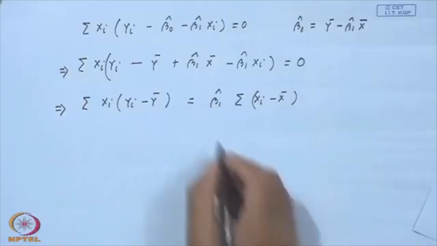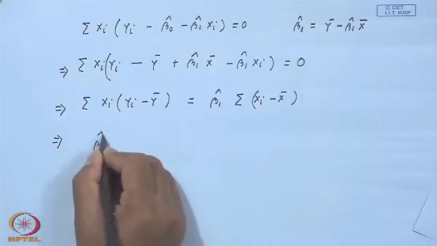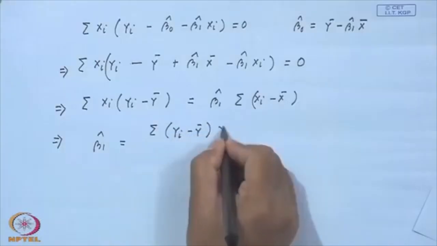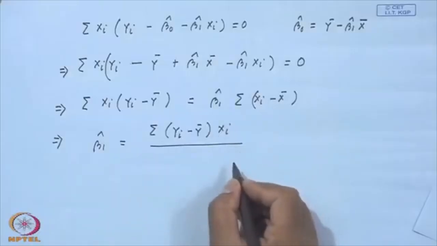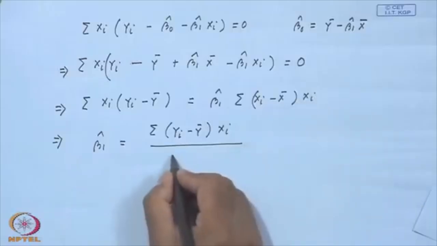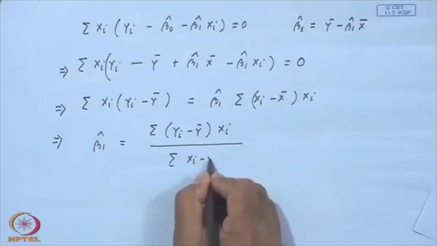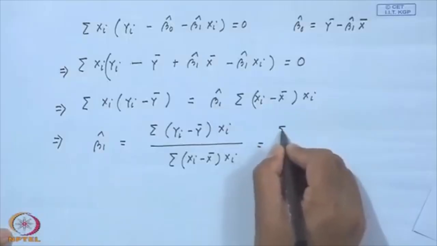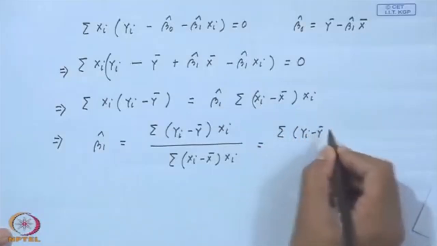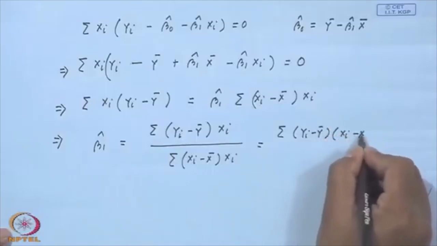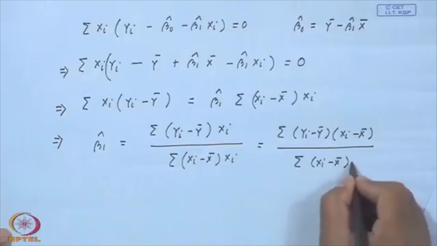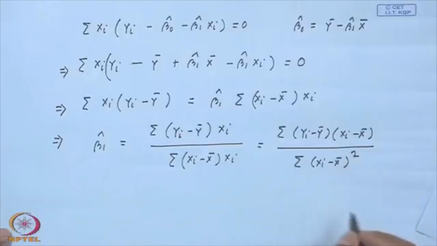I hope you understand this one. So, from here I can write that my beta 1 hat is equal to sum over y_i minus y bar into x_i, sorry, I missed one x_i here, by sum over x_i minus x bar into x_i. Okay, so, this can be written as sum over y_i minus y bar into x_i minus x bar by summation x_i minus x bar into x_i minus x bar. So, this is x_i minus x bar square.